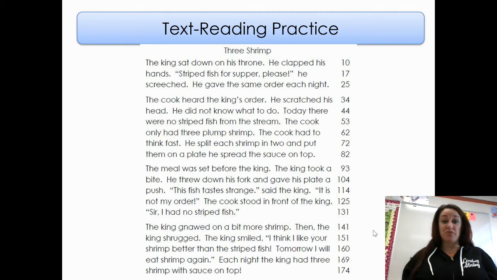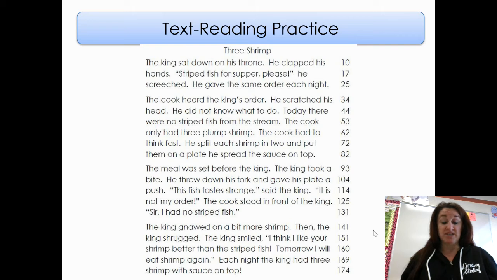Ready? 3 shrimp. The king sat down on his throne. He clapped his hands. "Striped fish for supper, please," he screeched. He gave the same order each night. The cook heard the king's order. He scratched his head. He did not know what to do. Today there were no striped fish from the stream. The cook only had 3 plump shrimp.